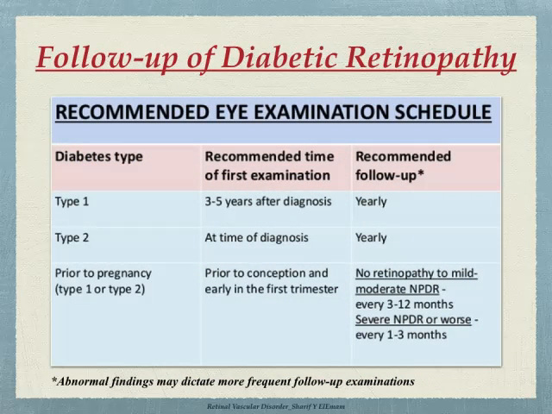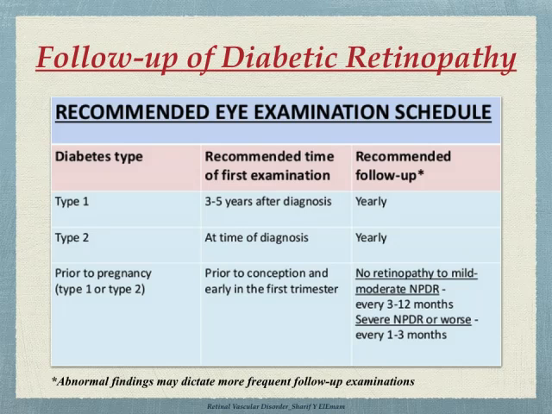As we mentioned, for the follow-up of diabetic patients, there is a scheme or a schedule. The recommended eye examination depends on the duration of diabetes, the type of diabetes, and whether this patient is pregnant or not. If a patient has type 1 diabetes, the first examination should be about 3 to 5 years after diagnosis, but as we said, most patients do not discover that they are diabetic except accidentally.